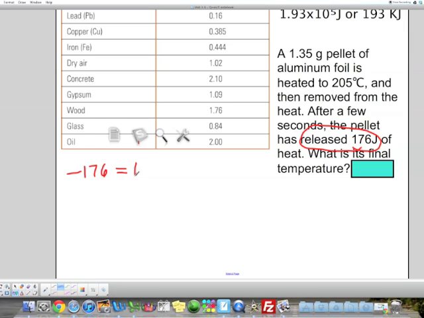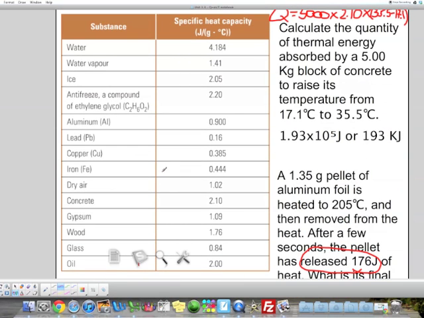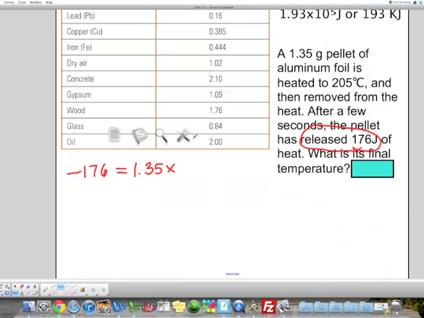I have 1.35 grams of aluminum. What's the specific heat of aluminum? Let's go and check. Aluminum is over here, 0.900. I will keep all the zeros because that's going to have an impact on my significant figures. Mind you, never mind what I just said, this is a constant, so I shouldn't take that into consideration.